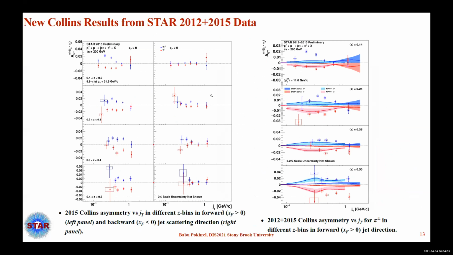So here the left picture again is from the 2015 data only. The right is for the 2015 and 2012 combined, in the forward jet scattering direction, where we can see the evolution of the asymmetries for different z bins. The average z increases from top to bottom here, which is in favor of the theory. However, the observed asymmetries are pretty large in comparison to the theory prediction. However, in the backward jet direction, the asymmetries are almost consistent with 0 for all z bins.